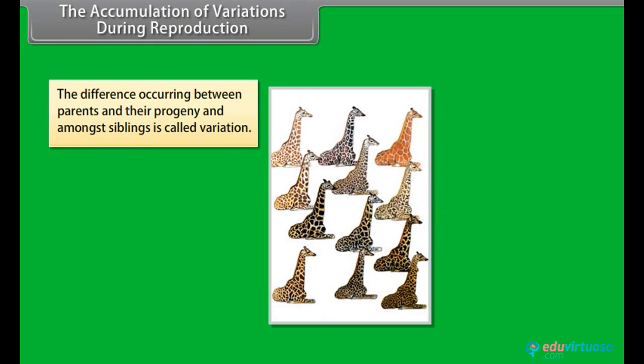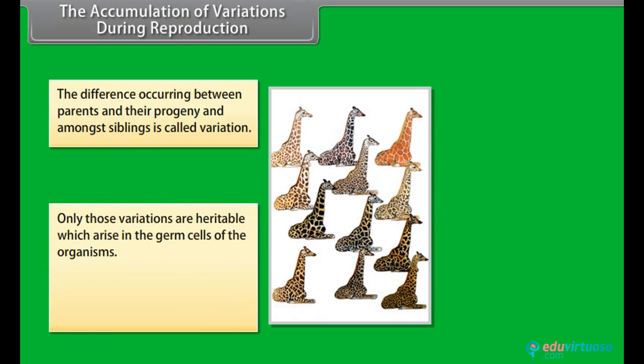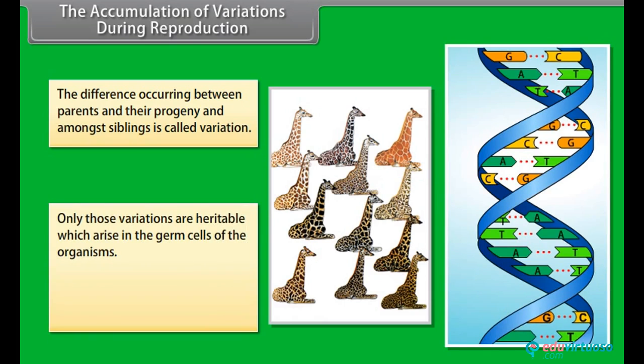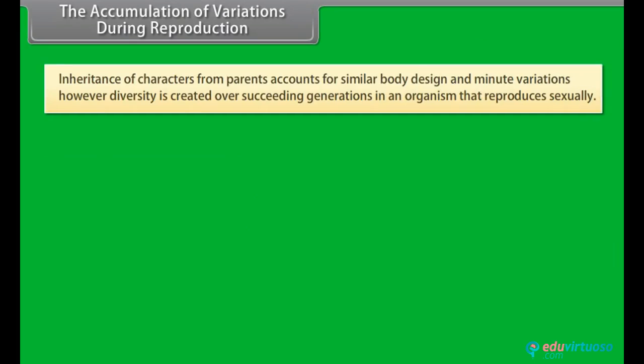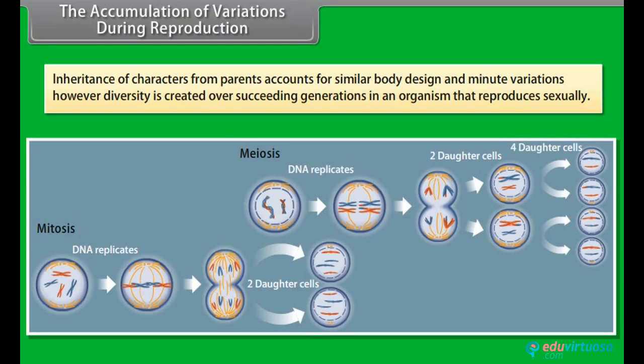The difference occurring between parents and their progeny and amongst siblings is called a variation. Only those variations are heritable which arise in the germ cells of the organisms. It is either due to combination of genes in chromosomes forming species or due to mutations. Inheritance of characters from parents accounts for similar body design and minute variations. However, diversity is created over succeeding generations in an organism that reproduces sexually.